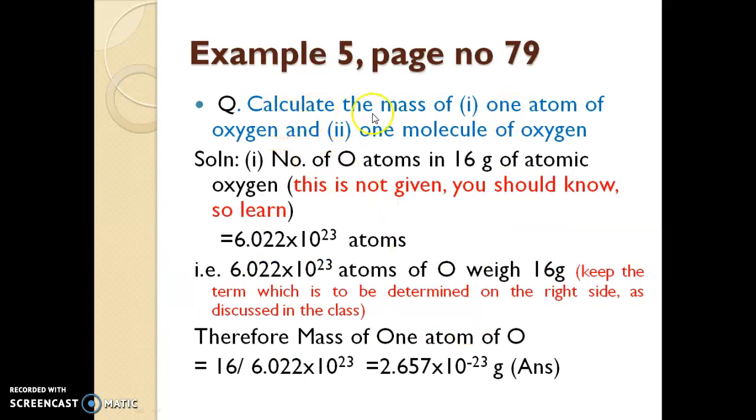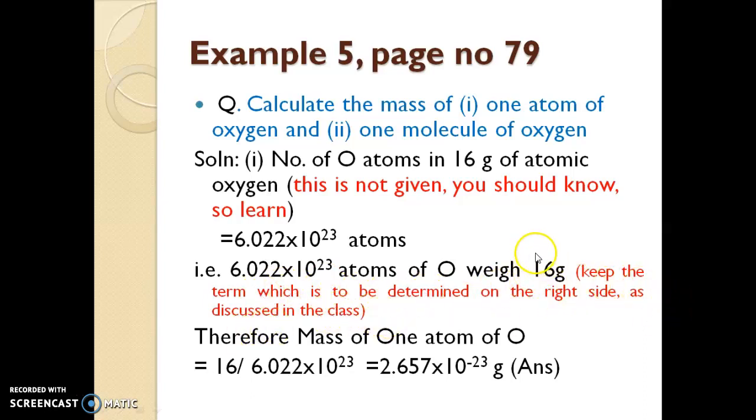Same like this, calculate the mass of one atom of oxygen and one molecule of oxygen. For this you take 16 gram of atomic oxygen contains these atoms. So 16 grams weigh 16 gram. Sorry, 6.022 × 10^23. Now here Avogadro number is not given, so you take whatever you know.